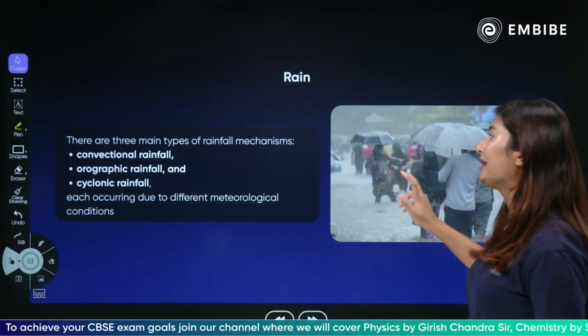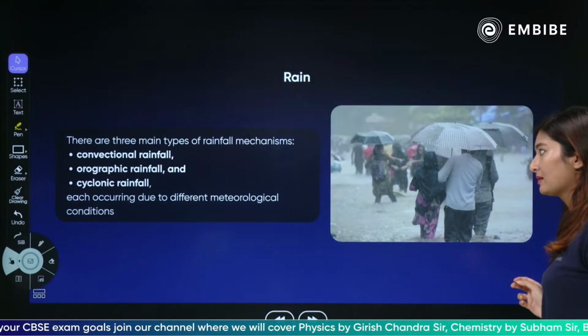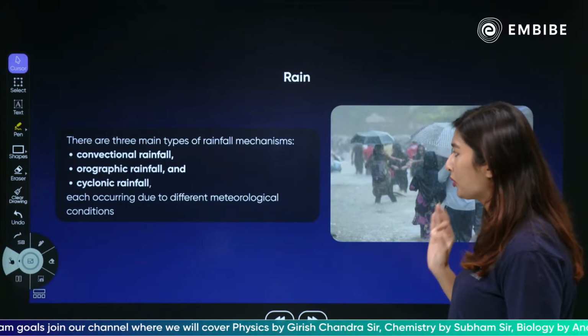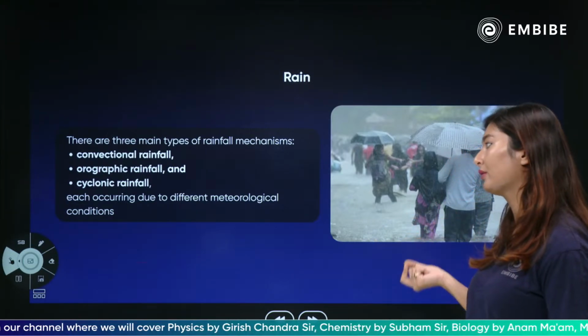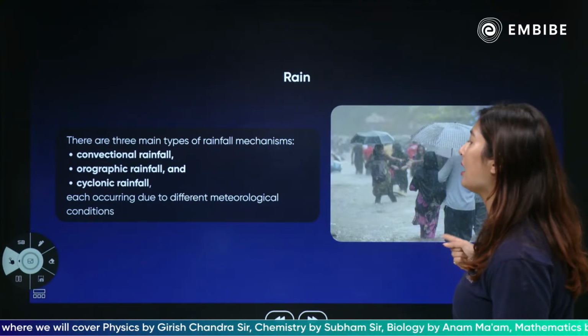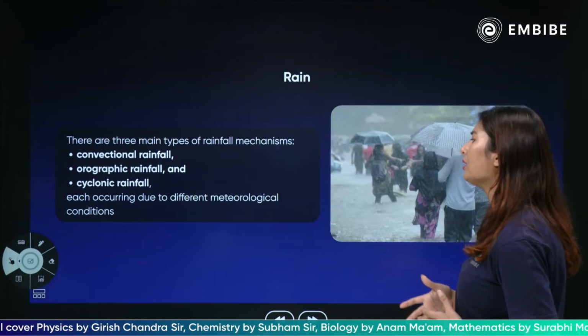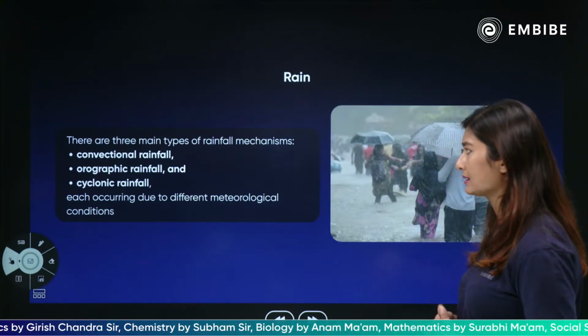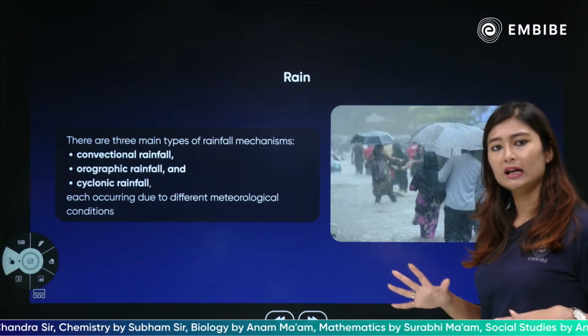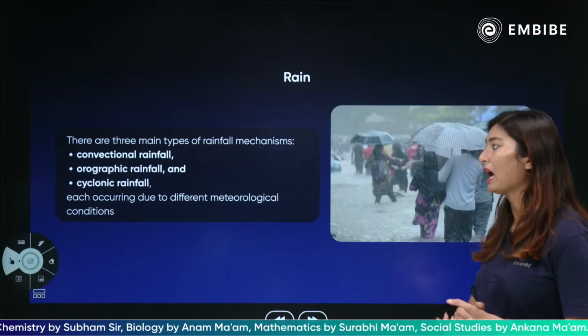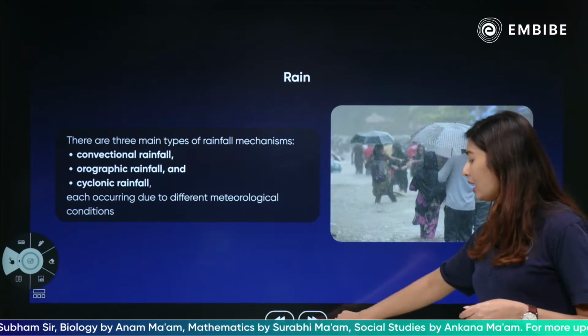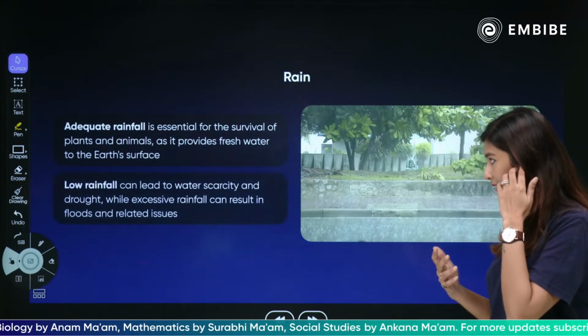Now there are three main types of rainfall mechanisms: convectional rain, orographic rainfall and cyclonic rainfall. Each of these occurs with different meteorological conditions. ये सब जो हैं ये अलग अलग कंडीशन में होते हैं. आप आगे चल के इनको और डिटेल में पढ़ोगे, ठीक है.